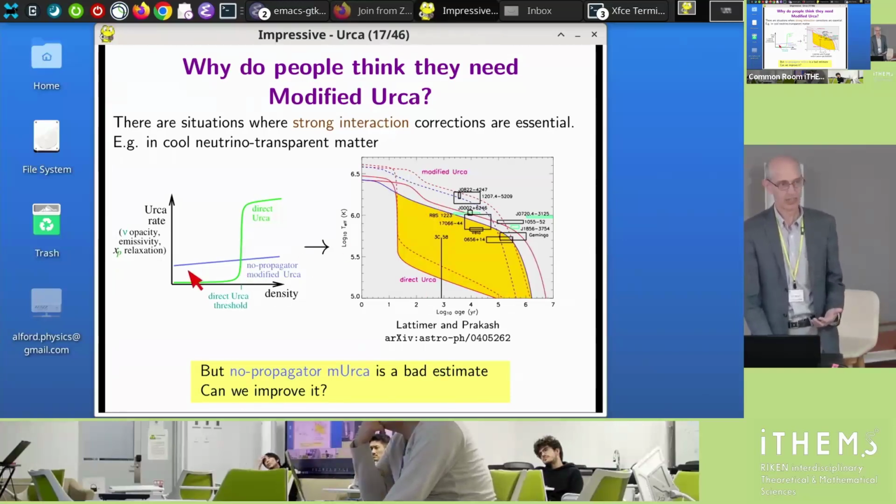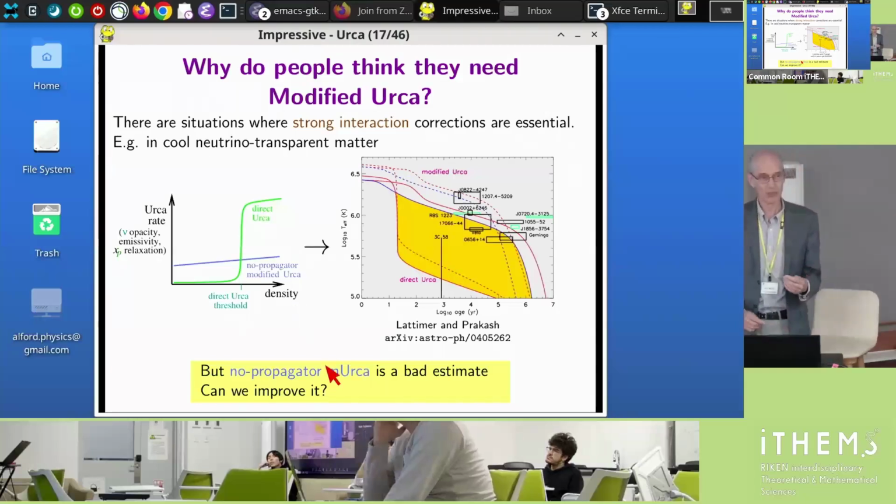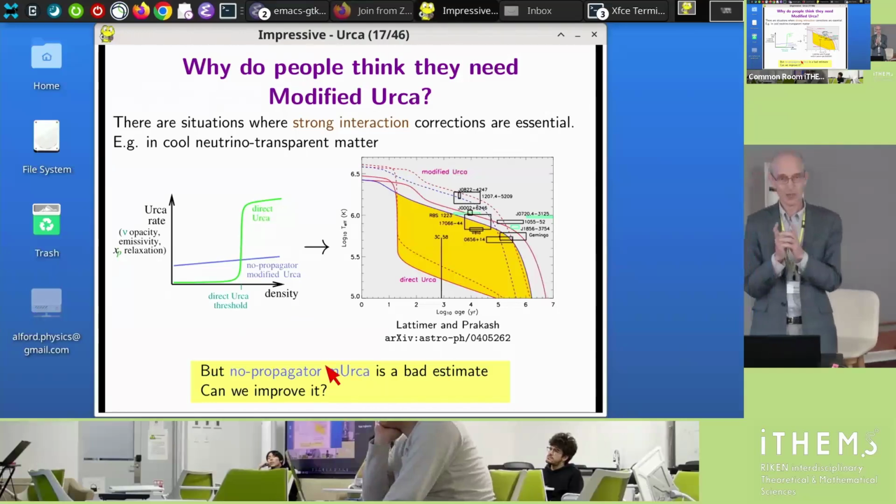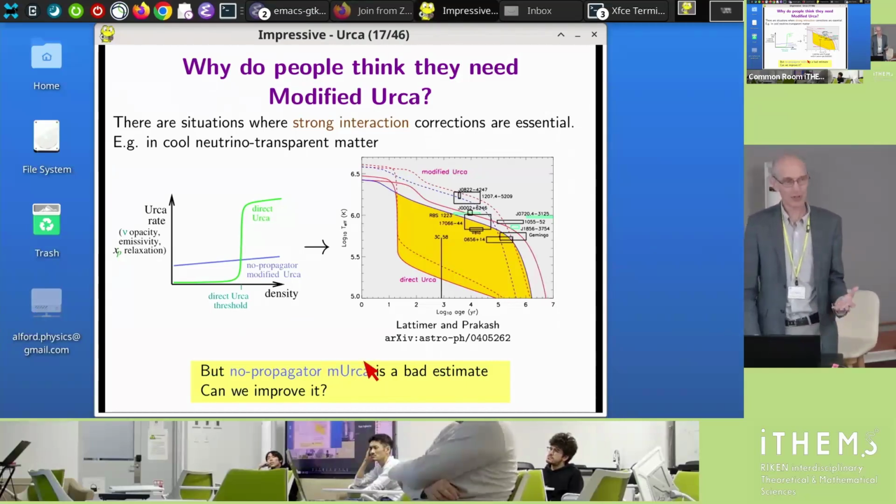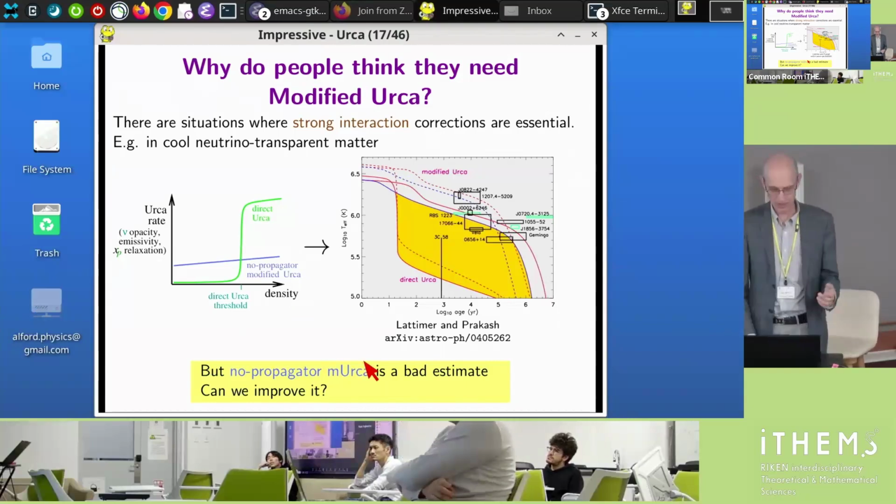Obviously, you can't neglect whatever the physics is that's giving you modified Urca here. It's important. But I've just argued that this no propagator modified Urca, evaluating those diagrams and pretending that the internal line propagator is just a number, is clearly not a good approximation. If you did that in your field theory class, or your students did that, there'd be points taken off for pretending the propagator is a constant. So can we do better? Can we improve on the standard approach to the modified Urca contribution?